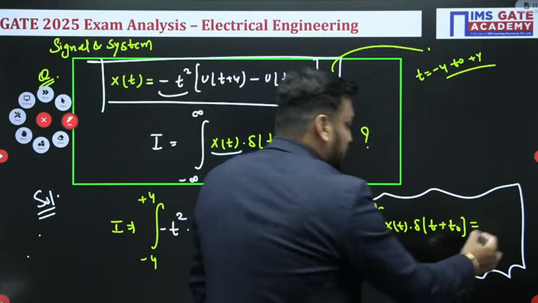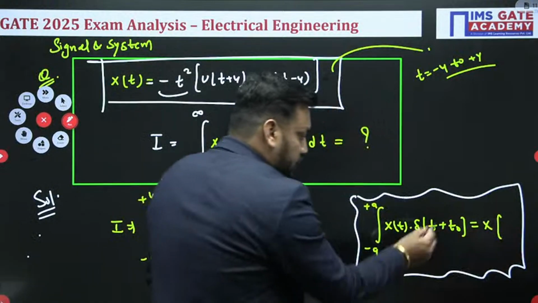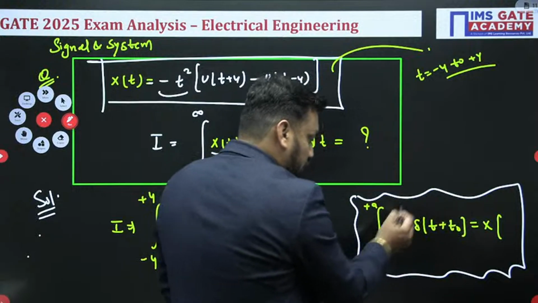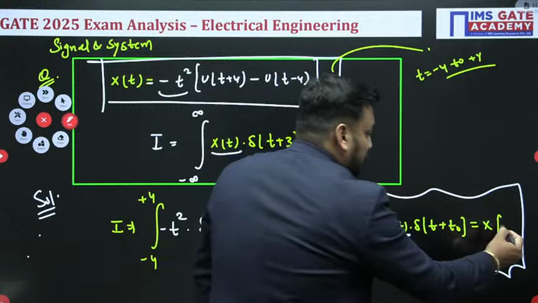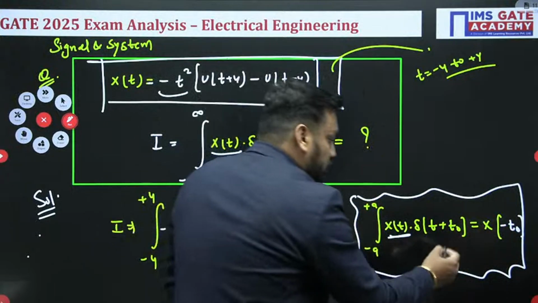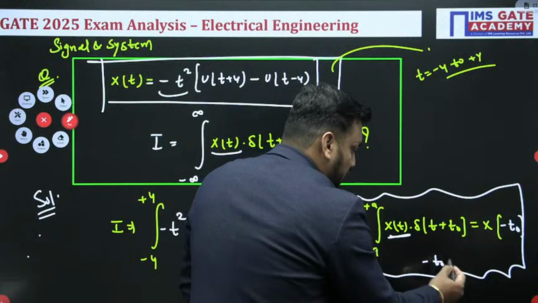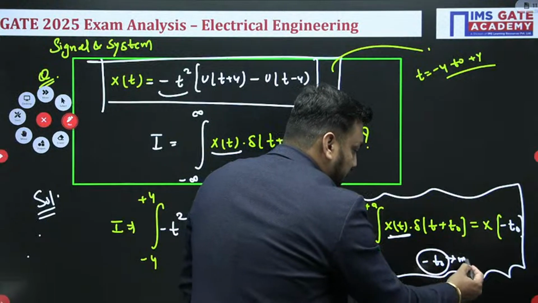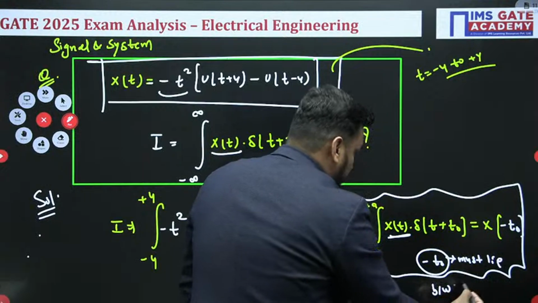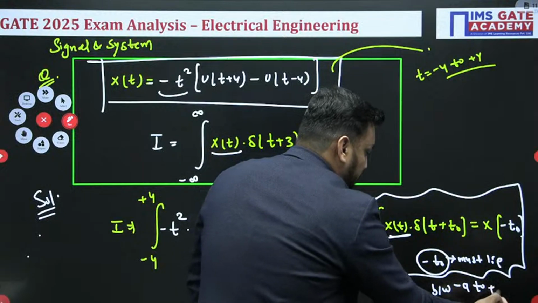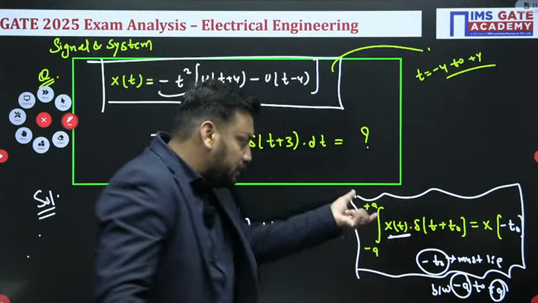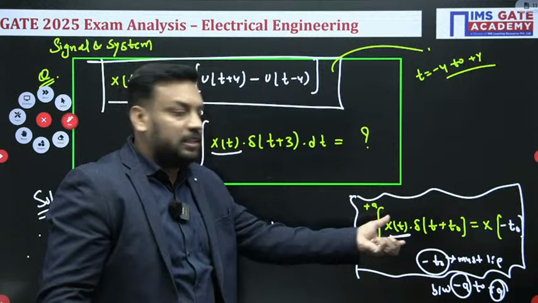The result is nothing but x of minus t naught, because this is t plus t naught, so minus t naught is going to be replaced here. So the final answer is x of minus t naught. This property we can only apply if the location minus t naught must lie between the limits minus a to plus a. So if the del function exists between this limit, then only we can apply this property, sir.